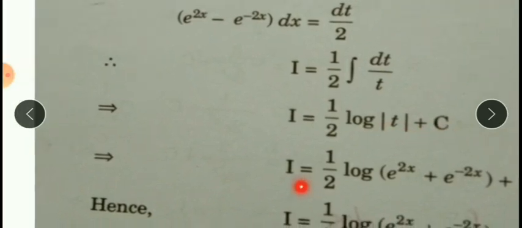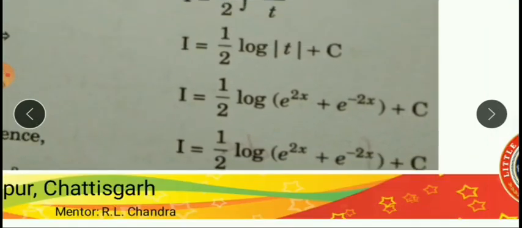We know that integration 1 upon x is log x. Therefore, I is equal to 1 upon 2 log t plus c. Here, I is equal to 1 upon 2 log e raised to 2x plus e raised to minus 2x by substituting value of t, plus c. This is known as arbitrary constant. Our integration becomes I is equal to 1 upon 2 log under bracket e raised to 2x plus e raised to minus 2x plus c.